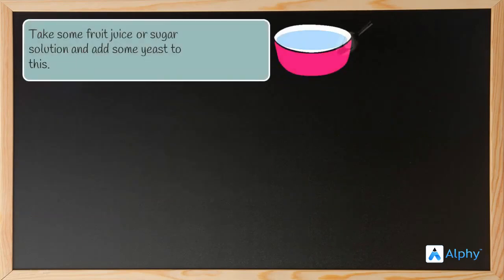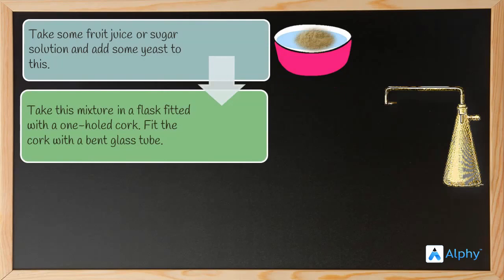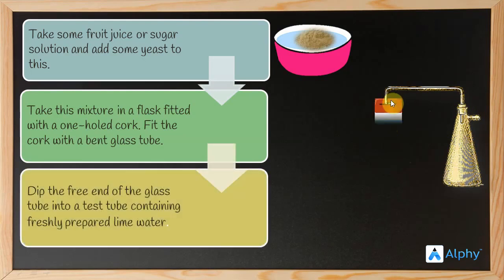In the next exercise, we will take some fruit juice or sugar solution and add some yeast to it. You can take anything. After mixing it, we will transfer this solution into a flask. This flask is fitted with a tight cork with a hole in it. Now we will add a bent glass tube, and we will dip the free end of the tube into a test tube containing freshly prepared lime water.